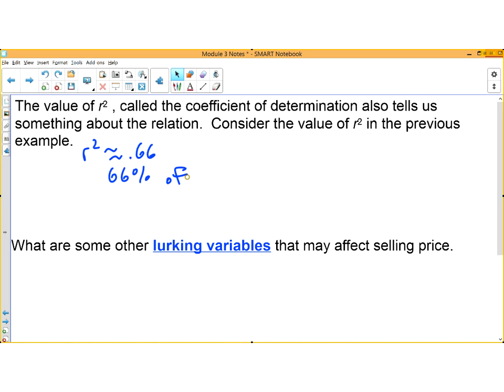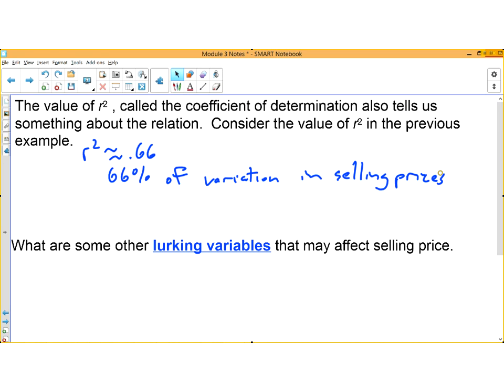What this tells us is, and it's kind of a little bit of a complicated concept. The idea is here, 66. What we can say is this. We can think of that as a percentage. 66% of the variation in selling prices.